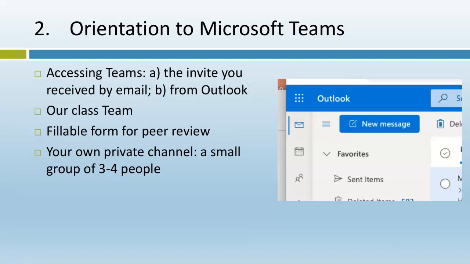As we mentioned, we have a class team, and then within that class team, we have created small groups of 3 to 4 people per group by creating channels. And each of those channels is private, so the only people who can access each channel are the people who are designated to it. So you will only be able to access the channel for the group that you are in. The reason why we have created those small groups is to create a workspace in which you'll conduct peer review, and you're going to be doing peer review with that small group.